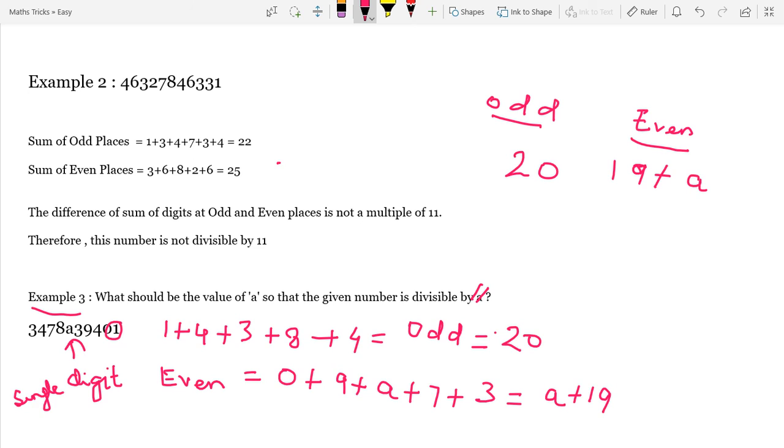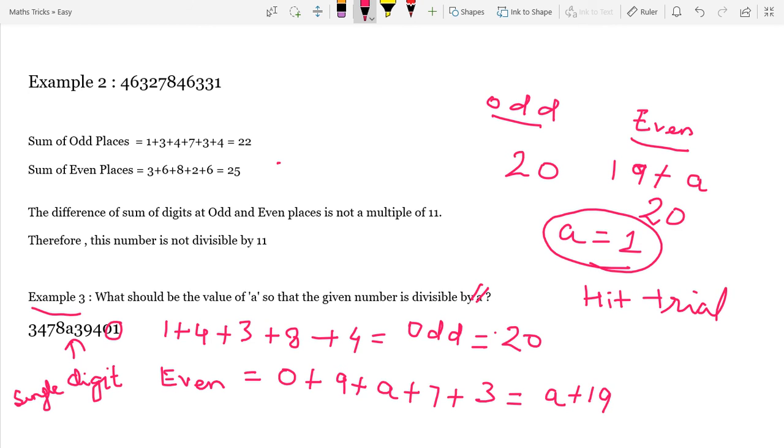Now what should I add to 19 so that the given number is divisible by 11? Suppose the value of a is 1 here. Let's say the digit a is 1. So what do we get? The sum of the digits at even places becomes 20. Hence the missing digit is 1. We can do this simply by hit and trial. It does not need extra mathematical knowledge. The hit and trial method works to find the value of a most of the time.